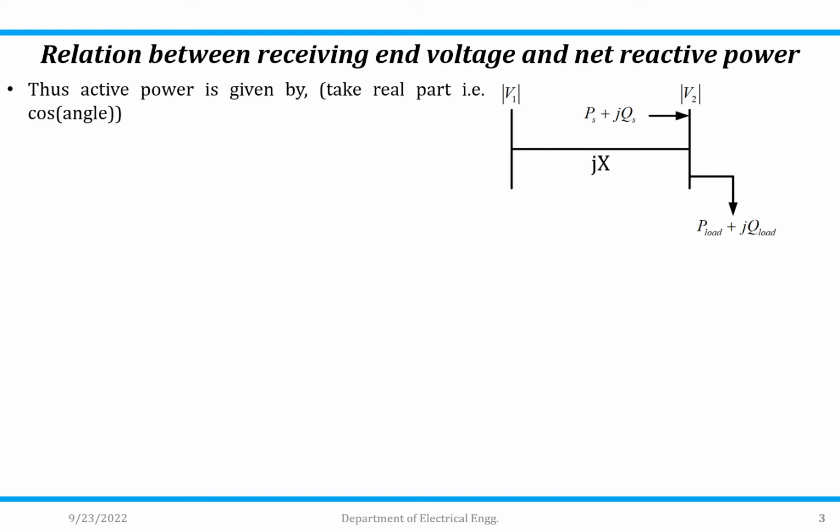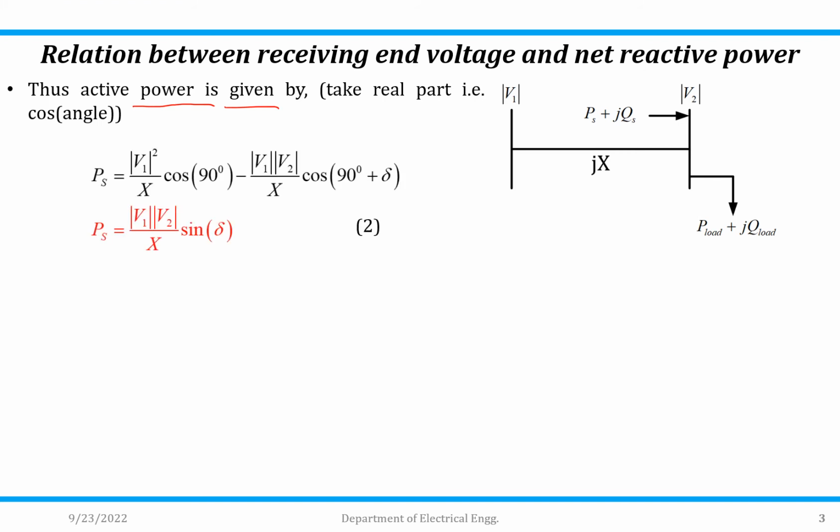Now we will be able to find the active power component. We have to take the real part, that is the cos of the angle. From the previous one, if we take cos of the angle, we get V1 square upon X cos of 90 degrees minus V1 V2 upon X cos of 90 plus delta. Now we know that cos 90 is 0, and cos of 90 plus delta is equal to minus sin delta. So the expression for the active power is V1 V2 upon X into sin delta. Take this as equation number 2.